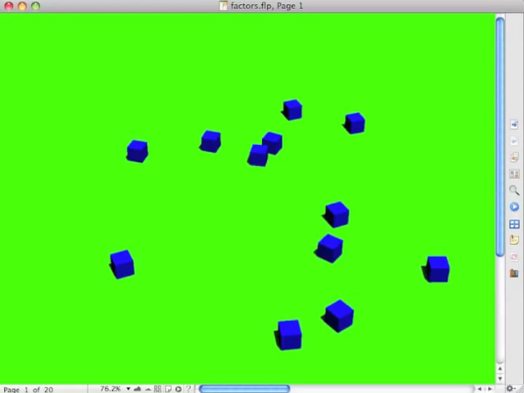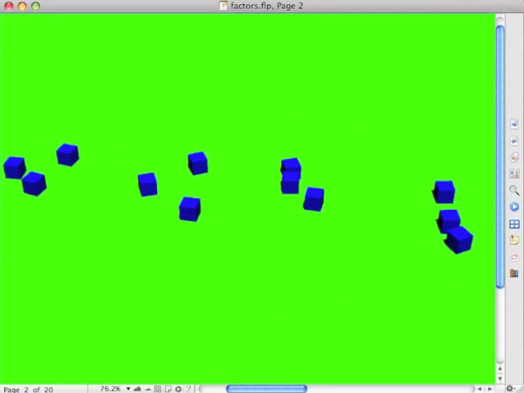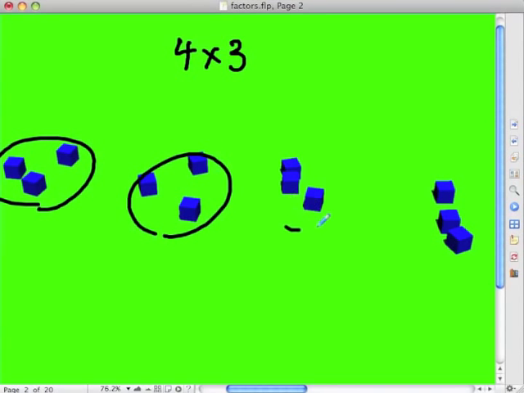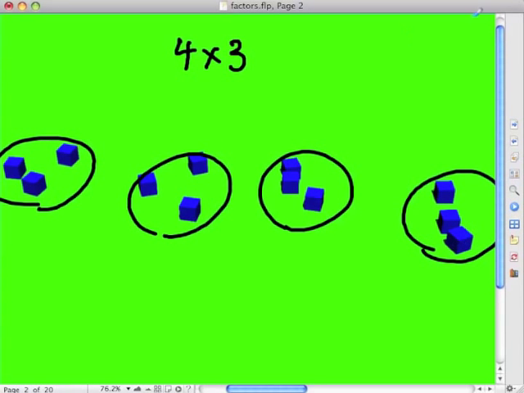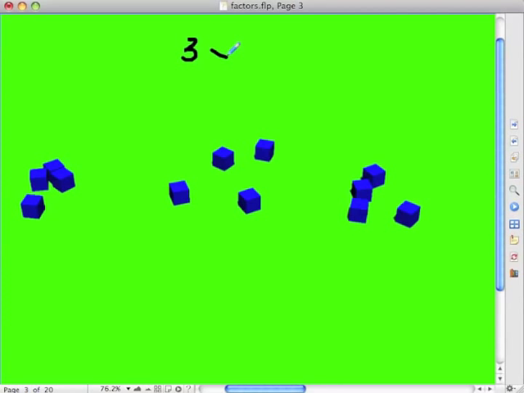Here's 12 objects, 12 little 1 centimeter cubes, just randomly spread over the table. But if I was to ask a student to represent 4 times 3, there's my 12 objects, it wouldn't be uncommon for them to show me 4 groups of 3. While that's absolutely correct, it's not immediately obvious from that representation that 4 groups of 3 is in fact the same as 3 groups of 4.